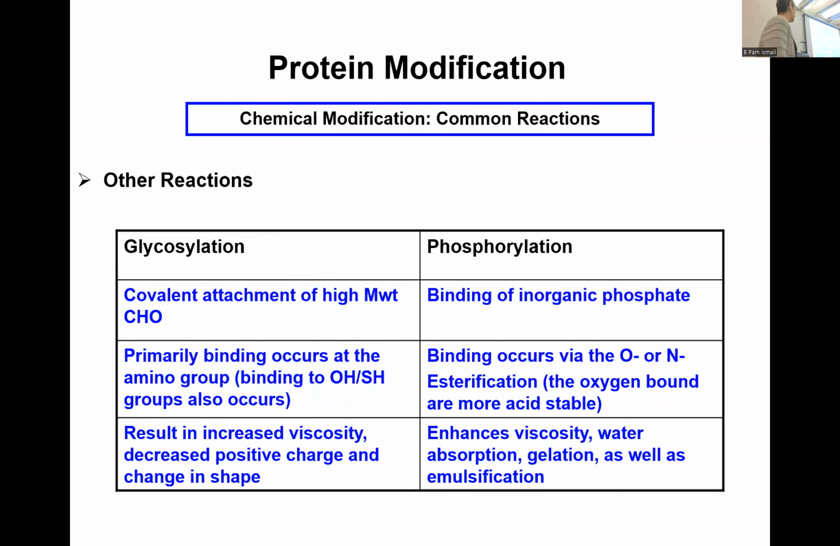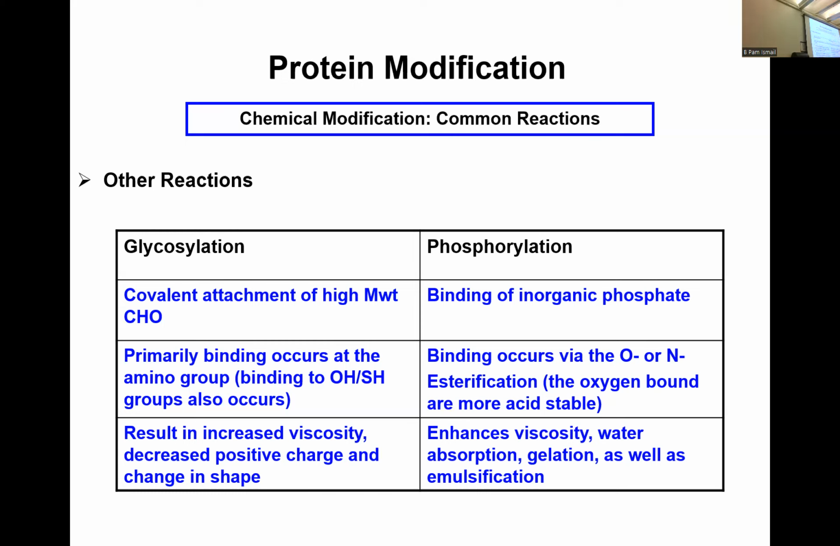And then there are glycosylation and phosphorylation, which are chemically induced. So you would add chemicals to cause a covalent linkage with carbohydrates. So it's not the Maillard reaction. Glycosylation is different from Maillard-induced glycation. It's chemically induced. It mostly happens with the amine group, but it can also happen with the OH group or SH group. It increases the net charge.